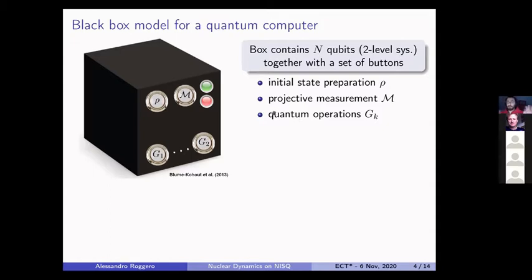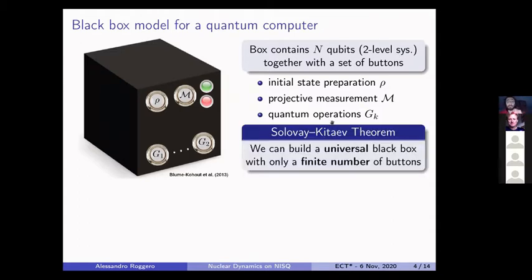Now, a very important result that came out in the mid-90s is the Solovay-Kitaev theorem, which essentially tells you that it's possible to build a universal quantum black box, where by universal I mean a quantum black box that can simulate any other quantum black box without that much overhead. So you can build a universal black box using only a finite number of buttons. This is critical if we want to actually build a universal black box in a lab, right? Because we need to be able to calibrate only a finite number of operations. So this is a very, very important result.